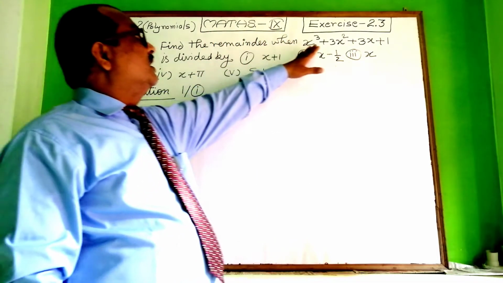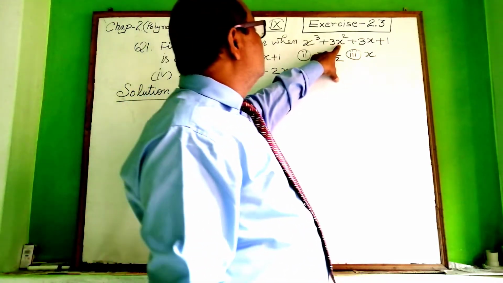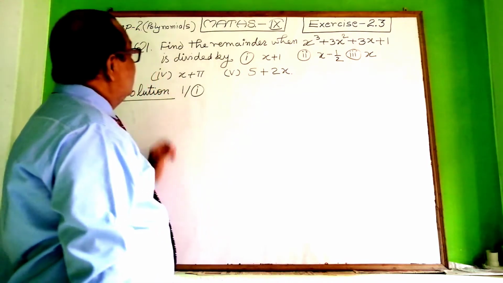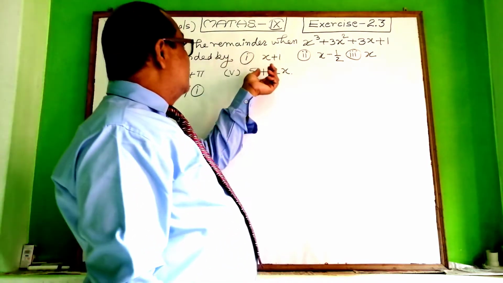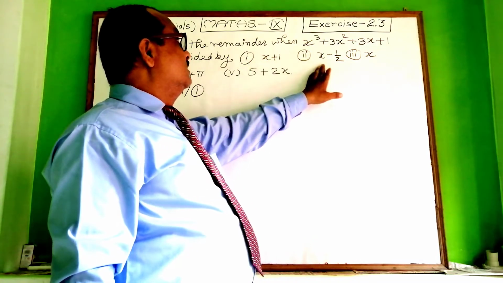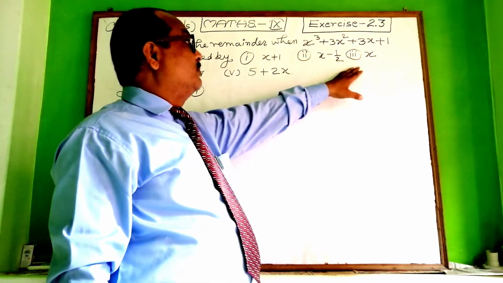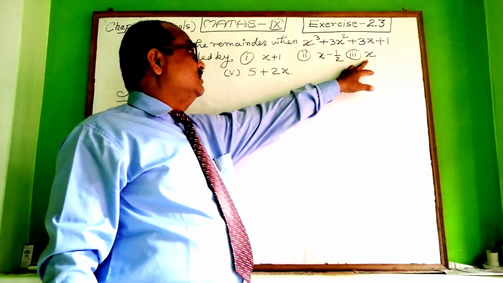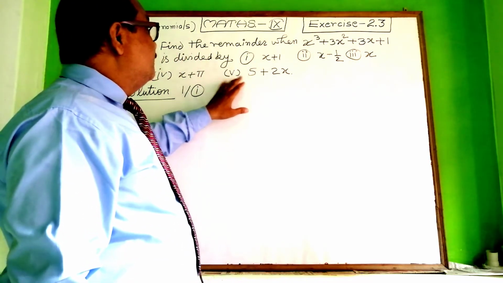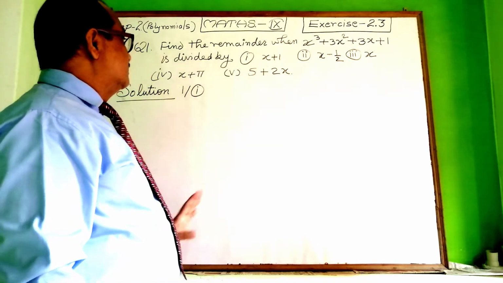Find the remainder when x cube plus 3x square plus 3x plus 1 is divided by, there are so many divisors given. One is x plus 1, second is x minus 1 upon 2, third is x, fourth one is x plus 5, fifth is 5 plus 2x.